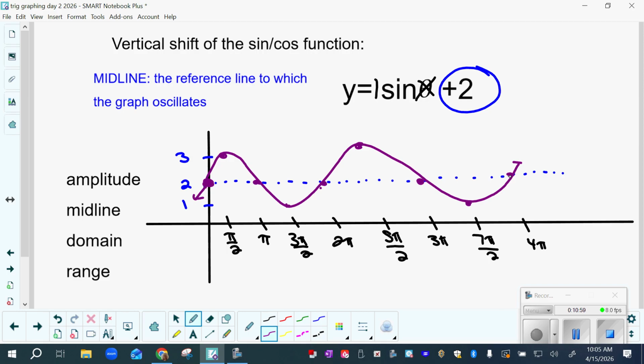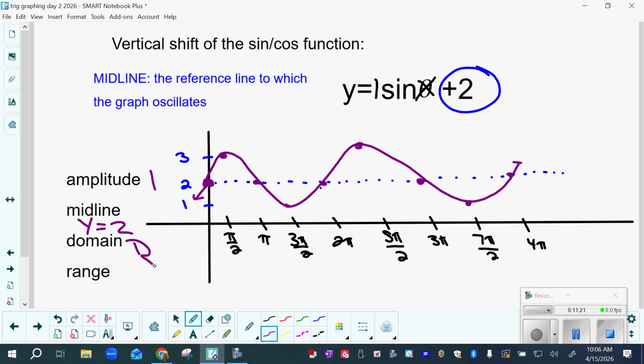So here we go. My amplitude is 1, because that's as big as my wave is. It's not 3. It's from flat ocean, and our new flat ocean is 2, right? My midline, careful, is not 2. It's y equals 2. You guys are smart.